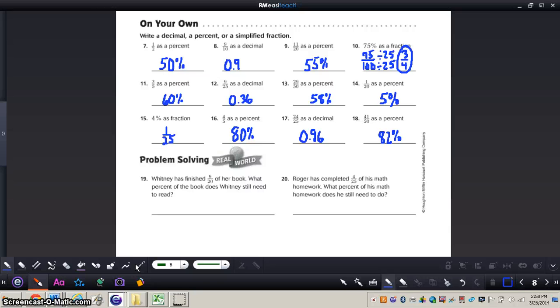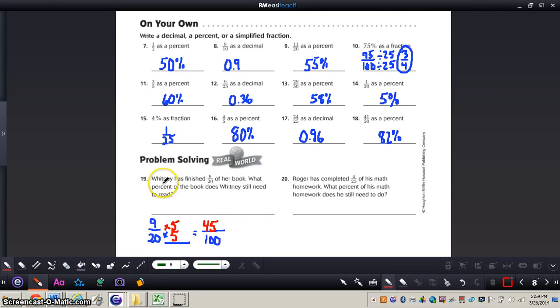Okay, let's take a look at number 19. It says Whitney has finished 9/20ths of her book. What percent of the book does Whitney still need to read? Okay, so the first thing we need to figure out is what percentage 9/20ths actually equals. And I do want you to figure this part out all by yourself. That would be the first step, and then we'll go from there. So I want you to pause the video now.